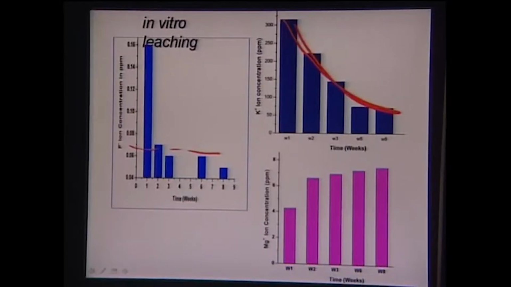Now, potassium concentration also decreases with time, up to week 8 we have done experiments. Magnesium ion concentration increases, then becomes stable up to week 8, but the amount of all this leached ion is of the order of some ppm, which is quite acceptable for these glass ceramics.